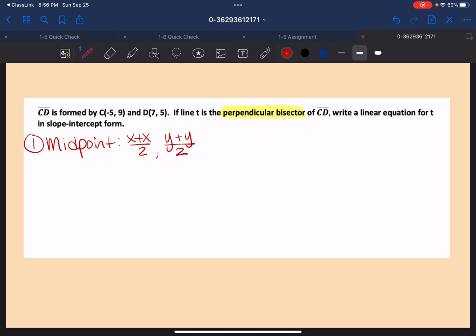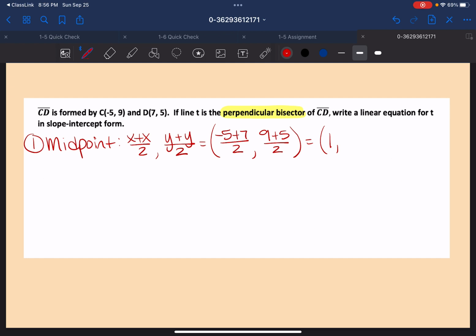Okay, so let's plug that in. Our two x values are -5 and 7. Our two y values are 9 and 5. Okay, so we can continue on. -5 plus 7 is... no, it's 2. Divided by 2 gives me 1.